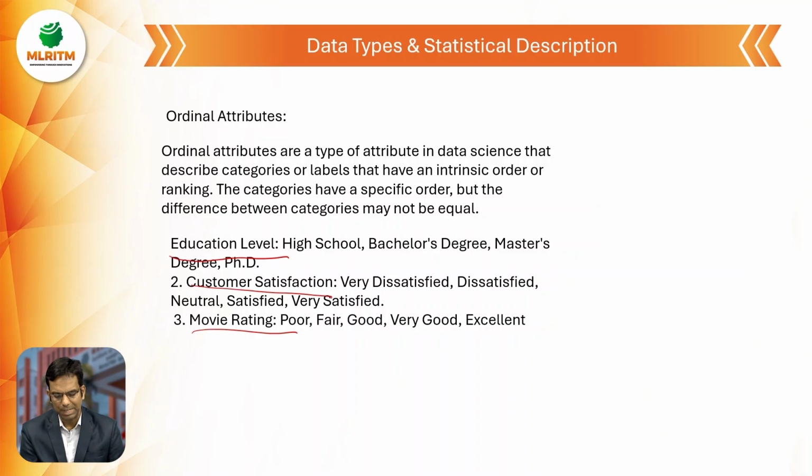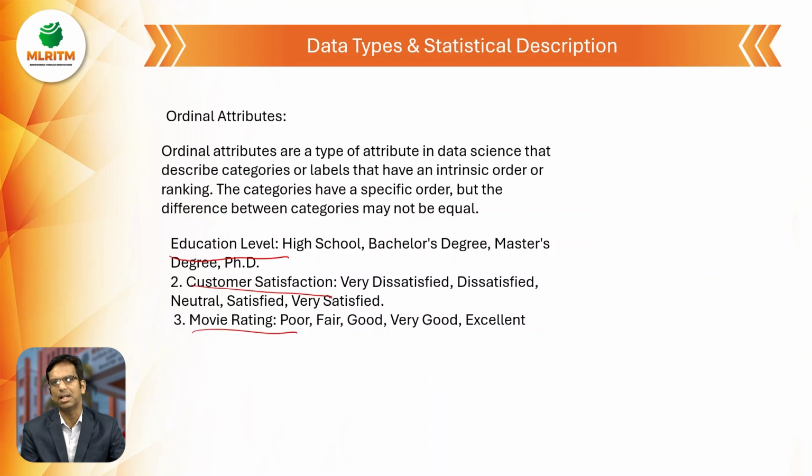First one, education level. High school, bachelor's degree, master's degree or PhD. High school data. Bachelor's degree data. Postgraduate data. 3 categories of the data. If you look at these 3 categories of the data, then it is the education level of the data.